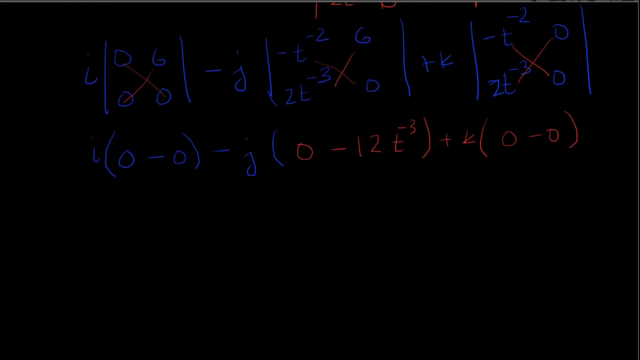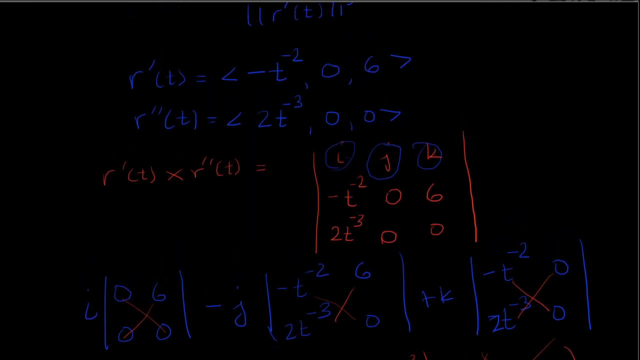So we can eliminate the i and the k, because those are just 0. And now we're left with, let's see, the 0, this one goes away. And then we have a negative and a negative. We'll make it positive. So we have positive 12t to the negative third j. And so that's the cross product.